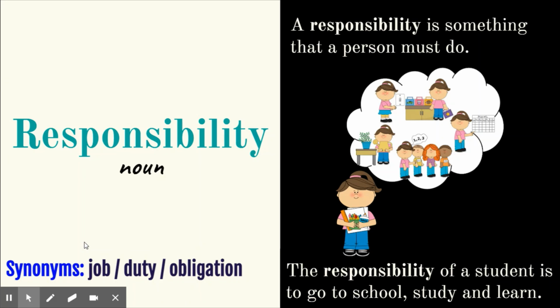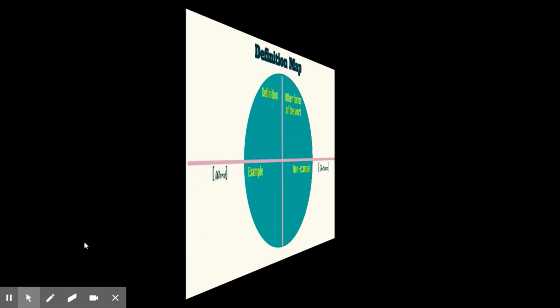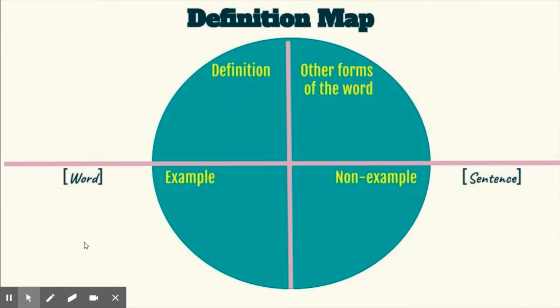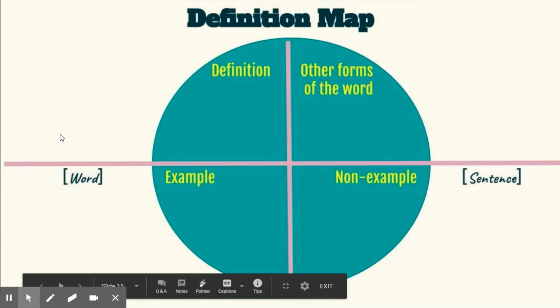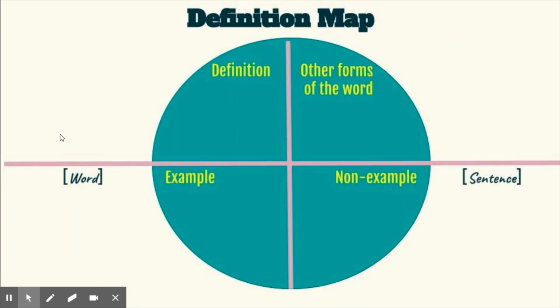Okay, friends. So just let me go ahead and present you with our definition map once again. So what you're going to do here is over here, you're going to write one of the words. Okay, so let's say, let's write responsibility. Why not? Okay, and then over here, you're going to write the definition of the word, something that you must do, right?